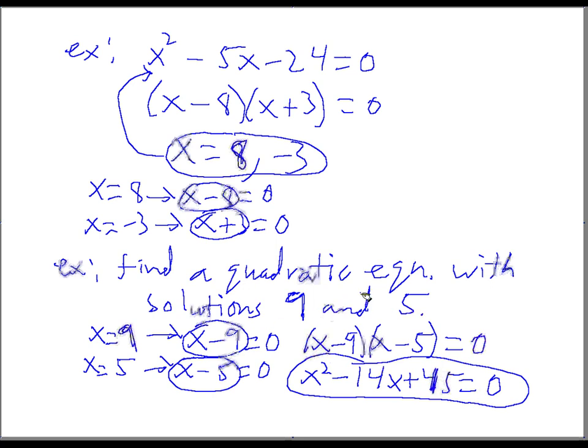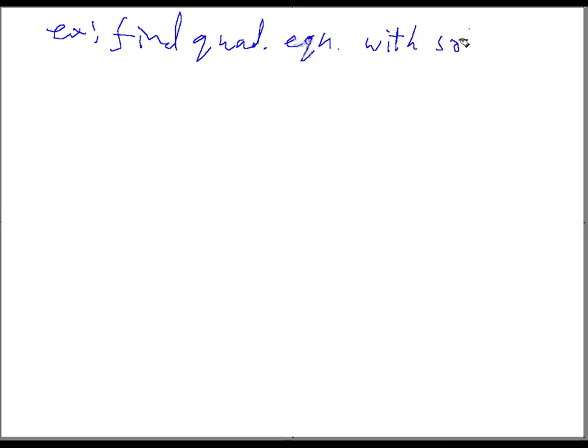Let me go and clear out the screen. All right, let's take a look at another one. Find a quadratic equation with solutions negative 7 and 11. All right, negative 7 and 11 will be the solutions.